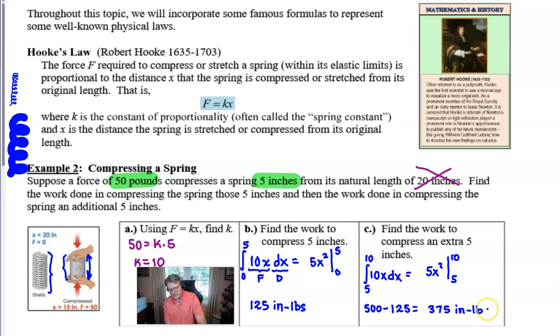So as you can see, even though we're going to compress the spring the same length, 5 inches, it's going to take a lot more effort, more work on our part, because as the spring is compressed shorter, it becomes more difficult because the spring is fighting back in that capacity. Hopefully that helps a little bit.